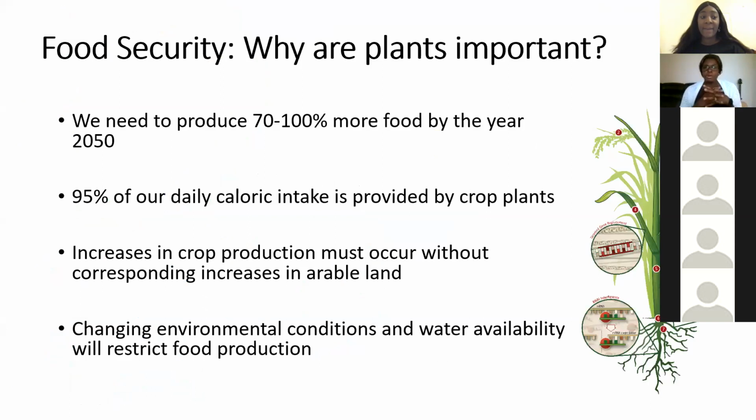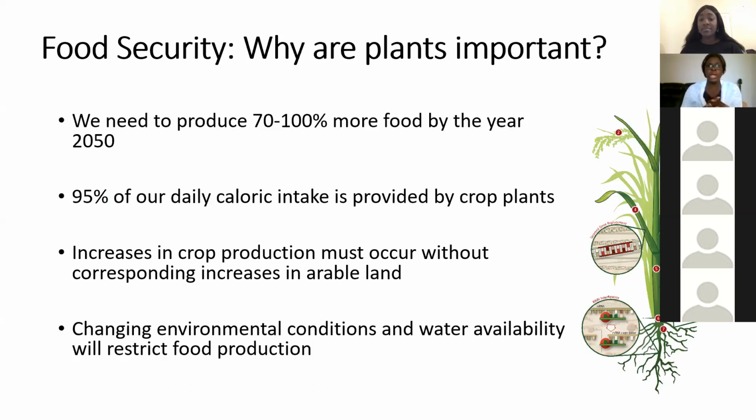So the food security problem, why is this important? Well, we know that the human population is on the rise, and it's been projected that in order to sustain this population by the year 2050, we need to produce approximately 75 to 100% more food. Again, 90% of our daily caloric intake comes from plants. Some of us eat animals, some of us are vegetarian, but the majority of our food comes from crop plants. And the main problem is, while we need to grow more plants, we're losing land to grow these plants.